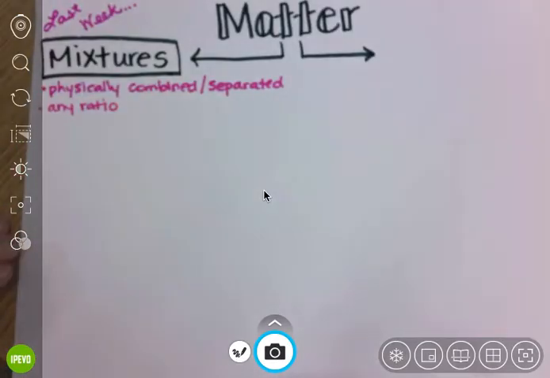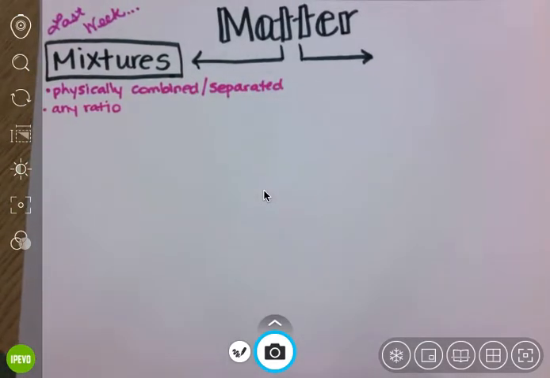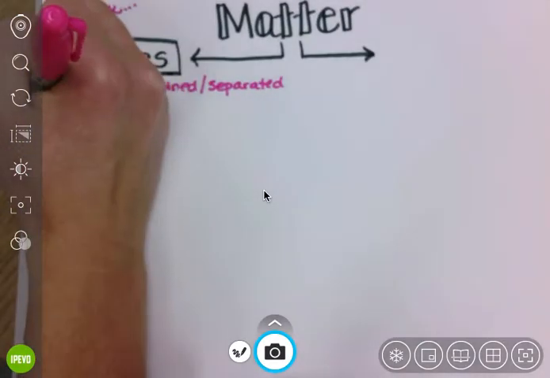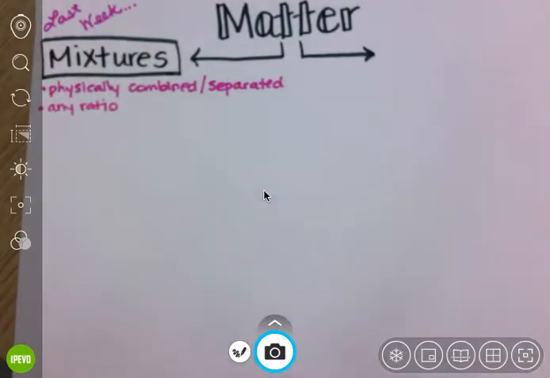There's not a set ratio when you're making trail mix, right? My daughter would have 90% of it be M&Ms, maybe a few cashews thrown in there, and that's all she needs. So mixtures can have any ratio when it comes to how they're made.